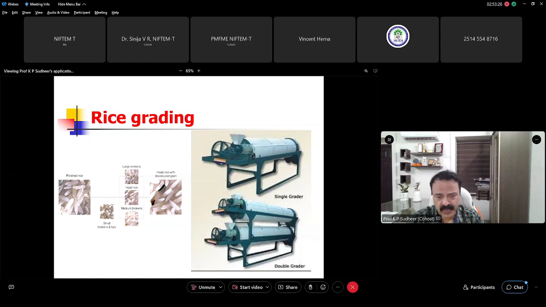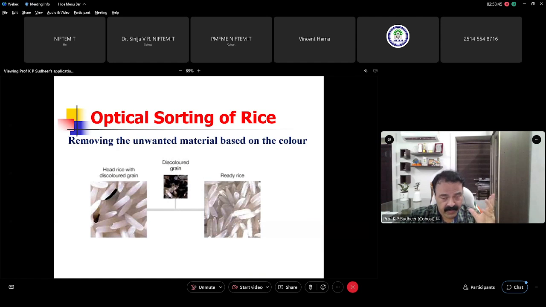because of the abrasive action, there will be some brokens also. You can see the different brokens, the full grain rice and the brokens, and we need to separate the brokens for the market value or the commercial value. We need to grade it, and for that we can use different graders, single graders, double graders, many graders are available, and from which we will get the polished rice.